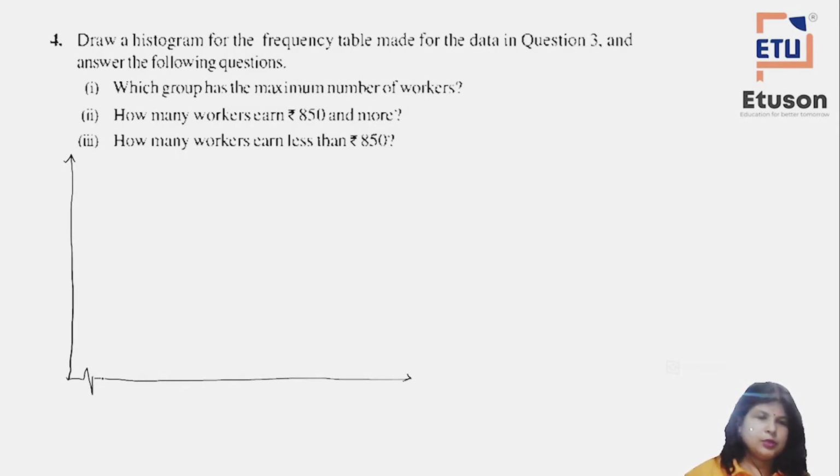Okay, so now suppose you have started from here. So this is 800, 810, 820, 830, 840, 850, 860, 870, 880, 890 and 900. So what does it represent? It is representing what?